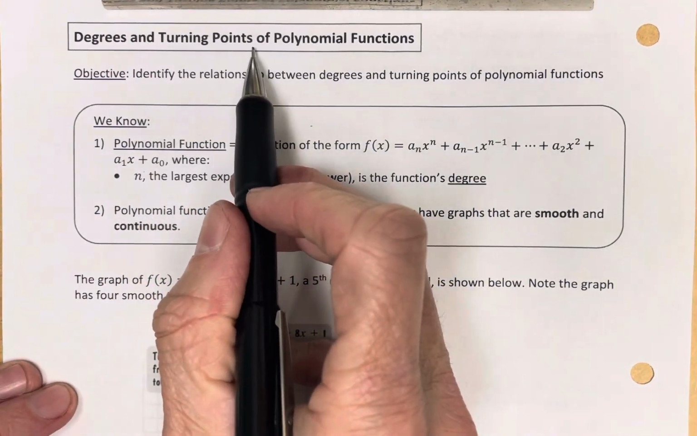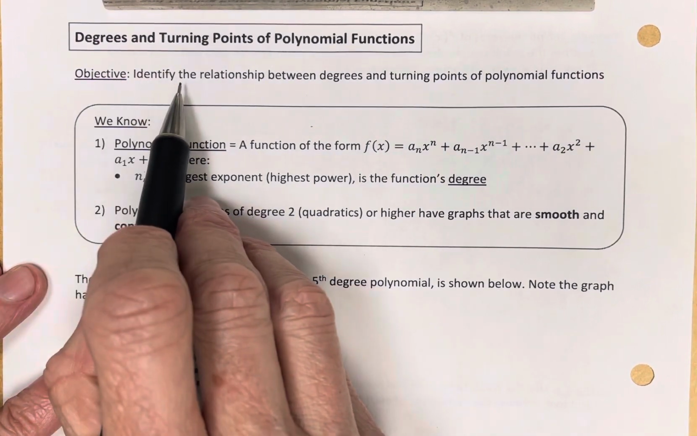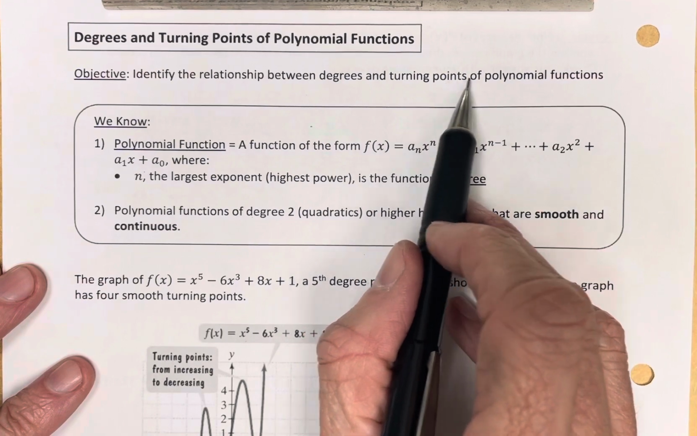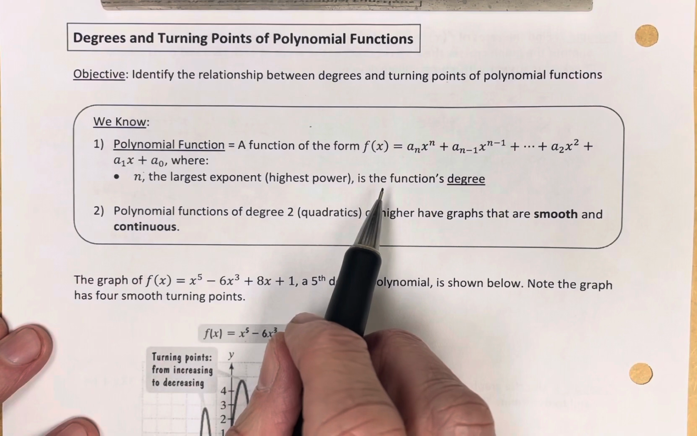Degrees and turning points of polynomial functions. Our objective: identify the relationship between degrees and turning points of the graphs of polynomial functions. We're talking about the graphs here. So what do we know?